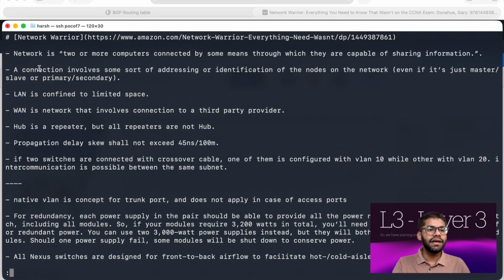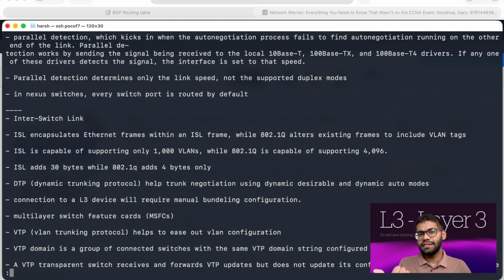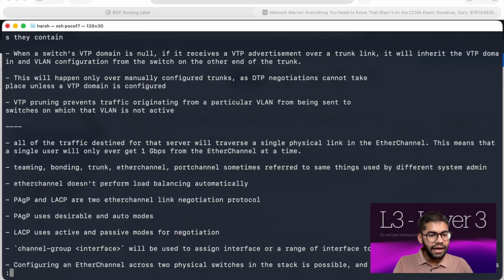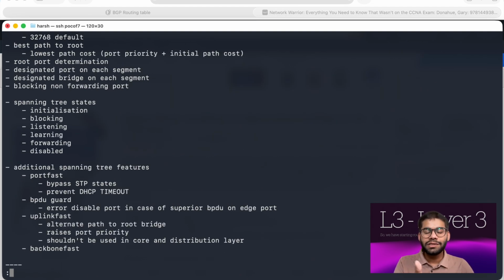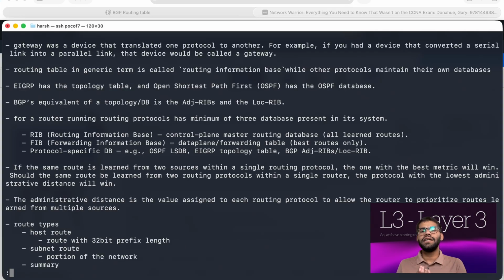We have studied what a network is, what the VLAN concept is, what an inter-switch link is, how VLAN propagation works, etc. We have also studied STP. The topic for the day is quite small. It is just a little bit of introduction to layer 3 and what kind of databases a switch, router, or networking device maintains, particularly concerning layer 3. Starting with the first line, gateway.